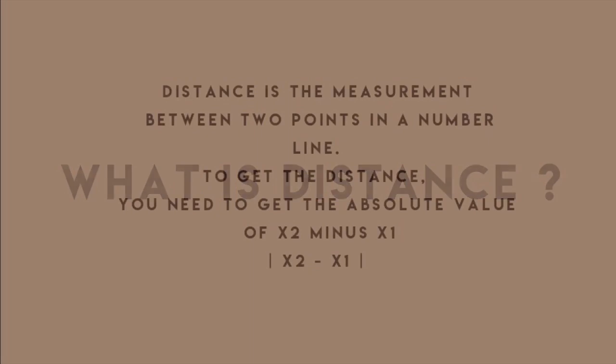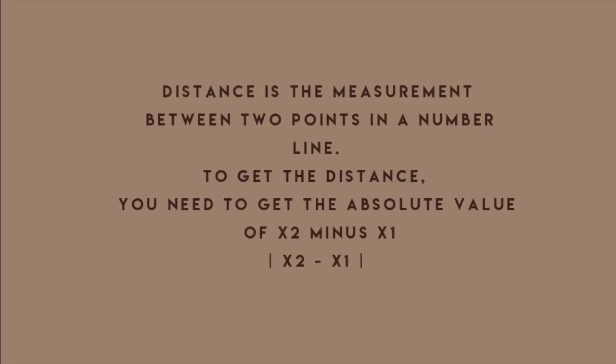So what is distance? Distance is the measurement between 2 points in a number line. To get the distance, you need to get the absolute value of x sub 2 minus x sub 1. For example, a is negative 7 while b is 5.